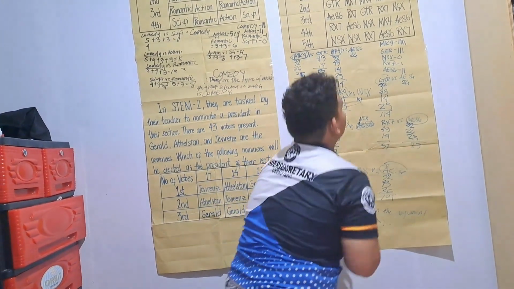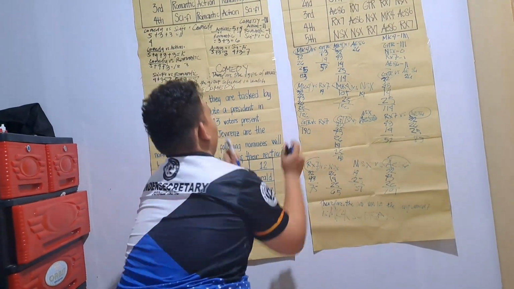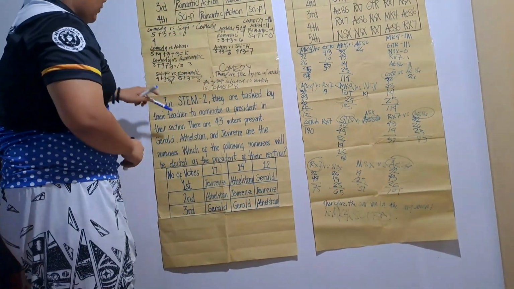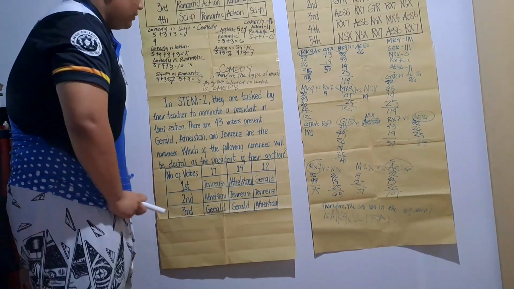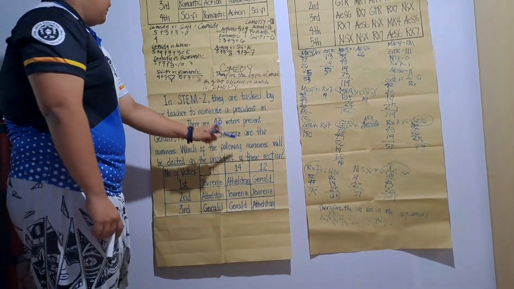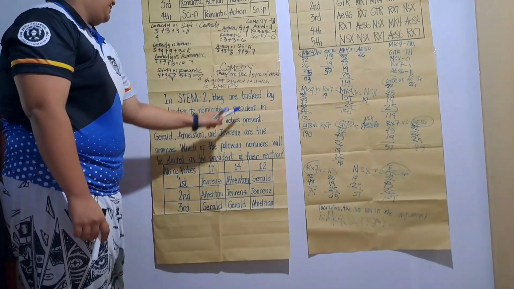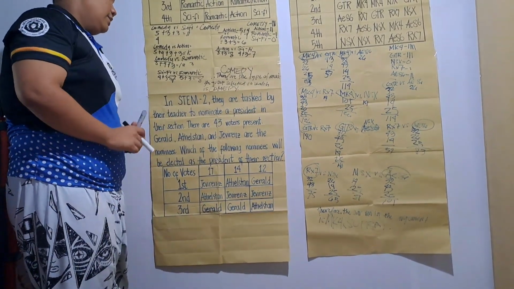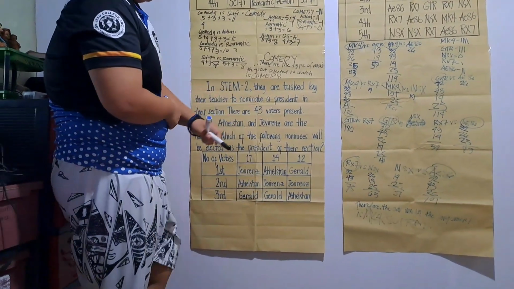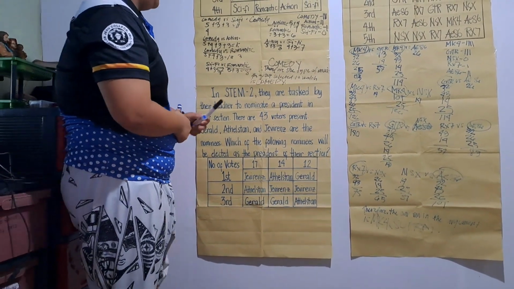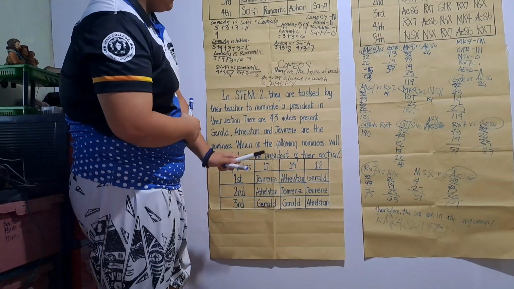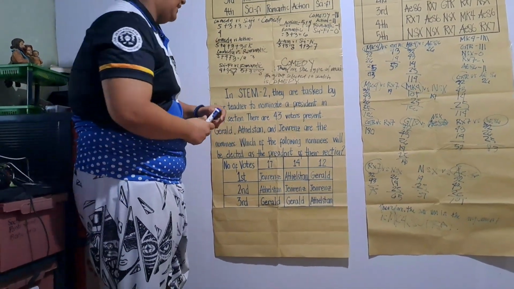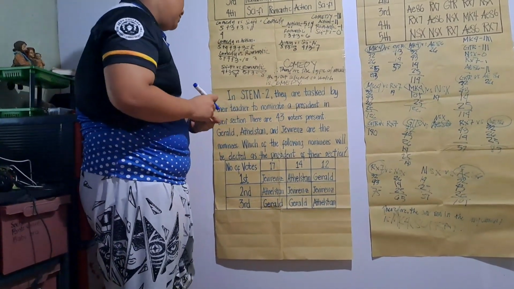So in the last example, a word problem, in STEM 2 they are tasked by their teacher to nominate a president in their section. There are 43 voters present. Gerald, Athelstan, and Jevons are the nominees. Which of the following nominees will be elected as the president of their section?